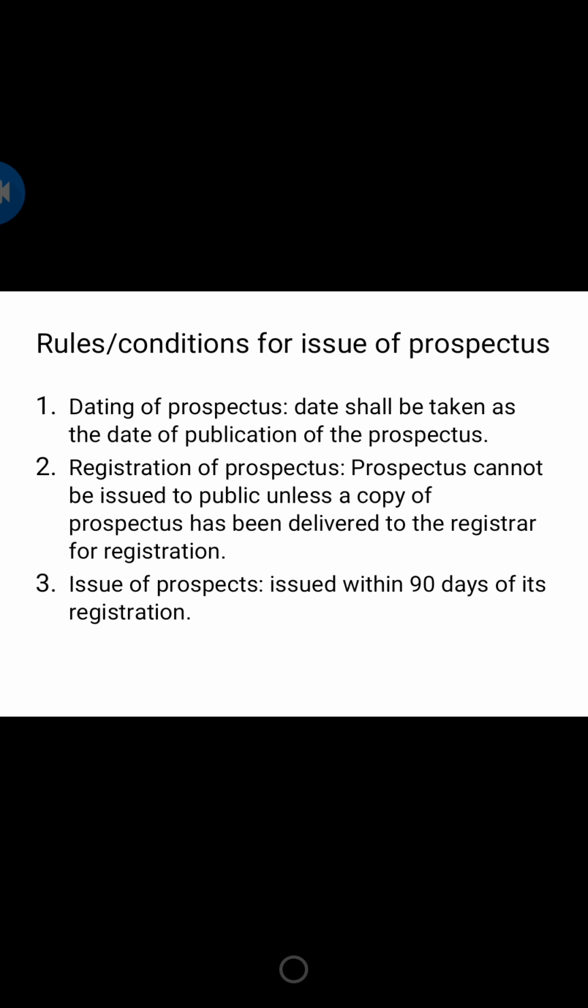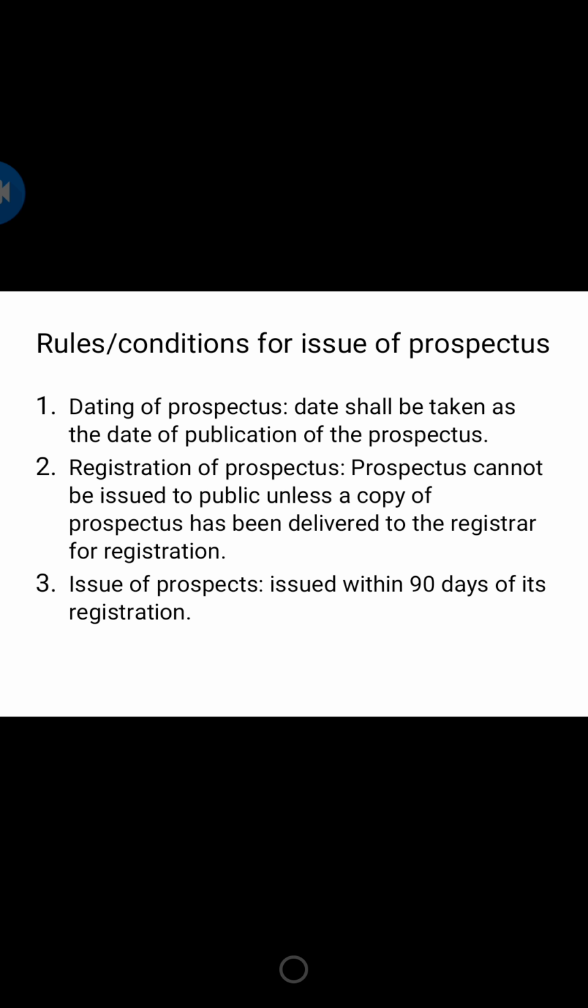of its registration. This means that whenever you issue the prospectus, it should be within 90 days of its registration. A prospectus issued after the said period shall be deemed to be a prospectus a copy of which has not been delivered to the registrar for registration.